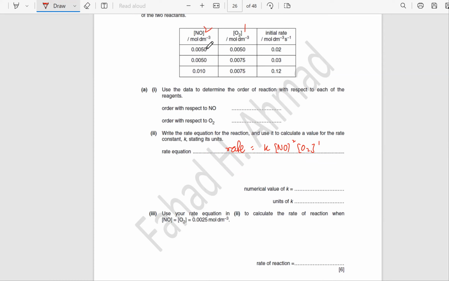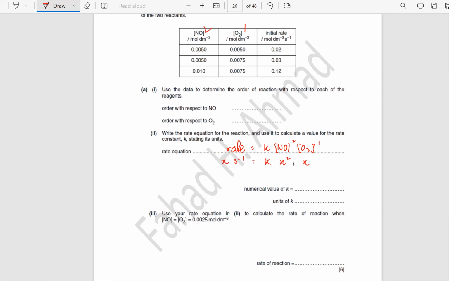और फिर वो value of K निकालो. So you just plug in the data, NO is 0.005, this is 0.005, rate is 0.02. उसको यहाँ पे plug in करो and you find the value of K. ठीक है. And you want to find the unit of K, तो mole per dm cube NO, so that's mole per dm cube squared. उसको मैं x ले लेता हूँ. O2 is mole per dm cube, so that's x. Rate is mole per dm cube per second, so that's x s minus 1.